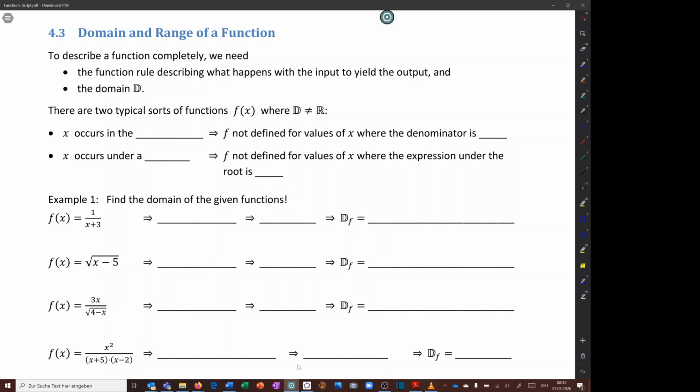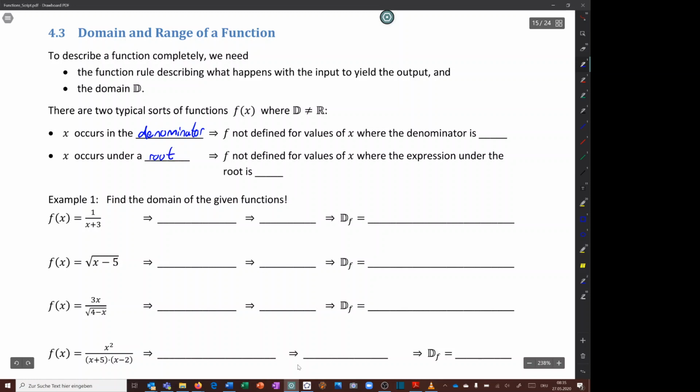In this section, we're having a closer look at the domain and the range of a function. To describe a function completely, we need the function rule that describes what happens with the input to yield the output, and we also need the domain of the function. Most commonly, the domain is just R, but there are two typical sorts of functions where the domain is not equal to R. One is when x occurs in the denominator, and the second is when x occurs under a root.